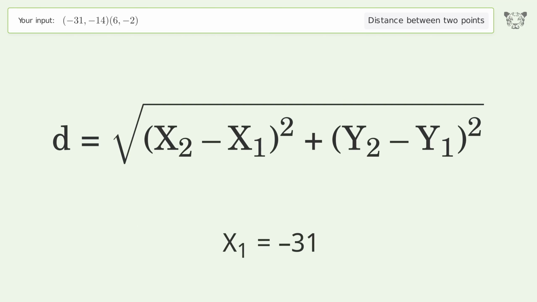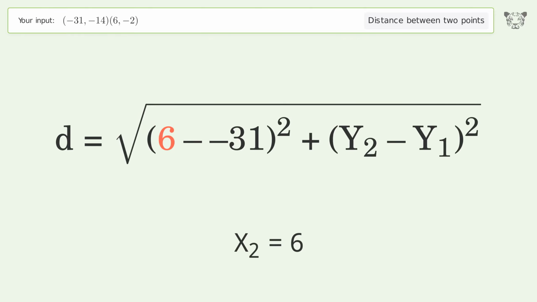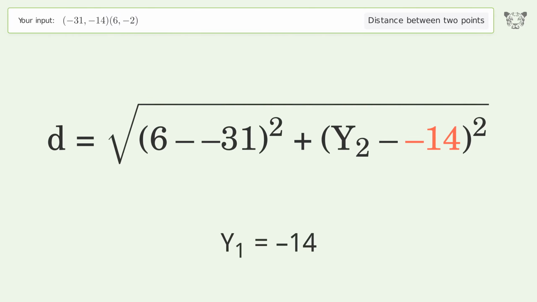x1 equals -31. x2 equals 6. y1 equals -14. y2 equals -2.